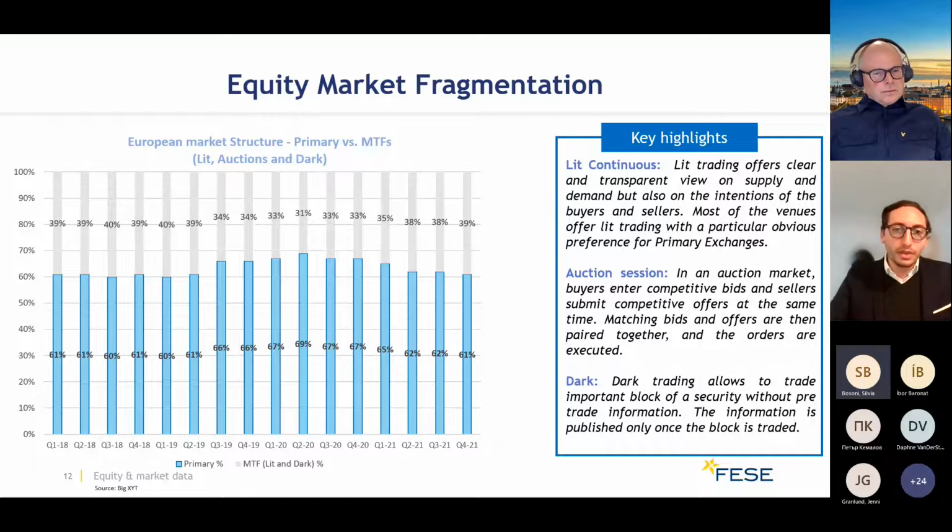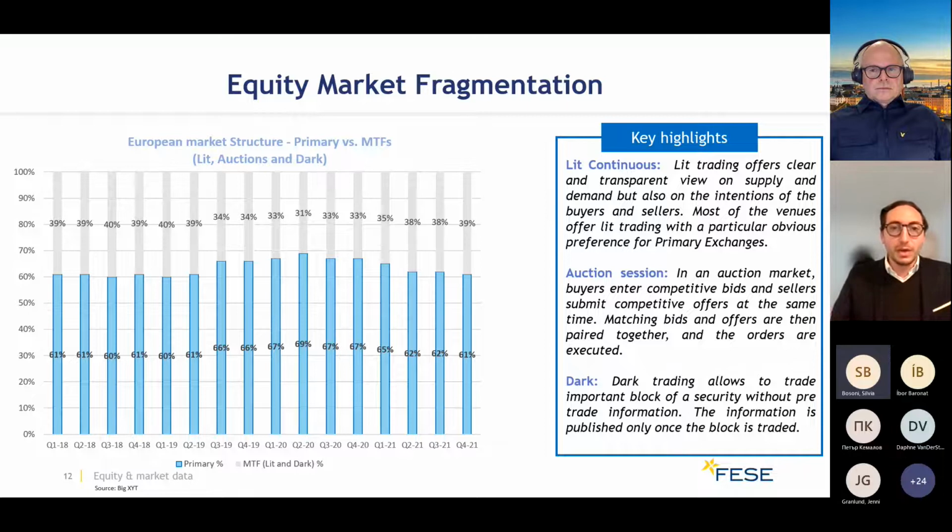You see that during most of 2020, primaries saw a significant increase of their share of trading versus MTF, moving from an average of 60-40% to 70-30% during the peak of the COVID-19 crisis. And since Q2 2021, you see that we are now back to pre-COVID levels, more or less. Well, we believe that there is a reason behind that.